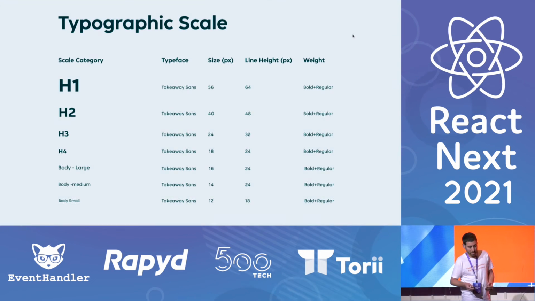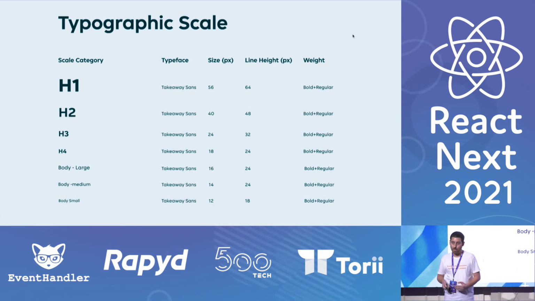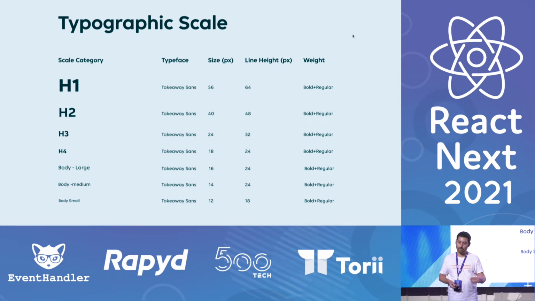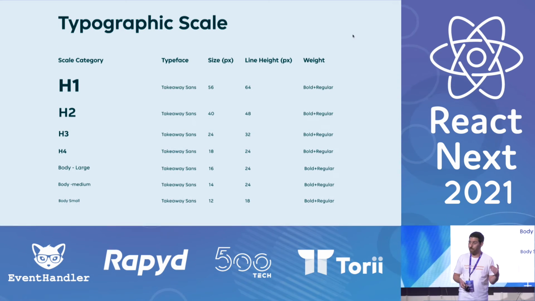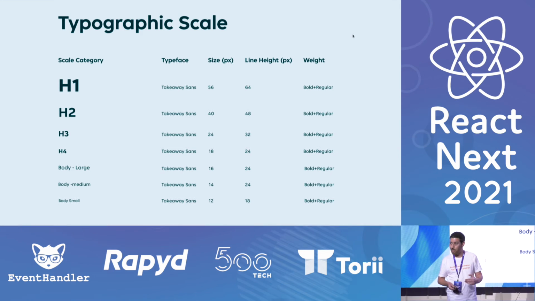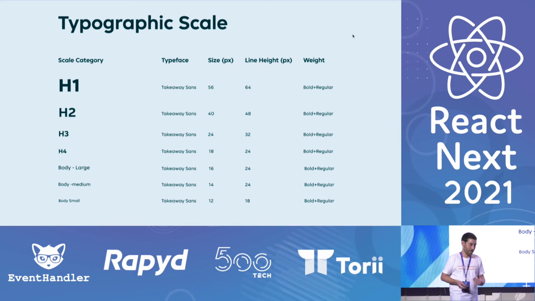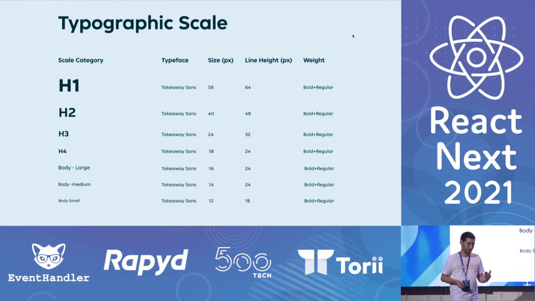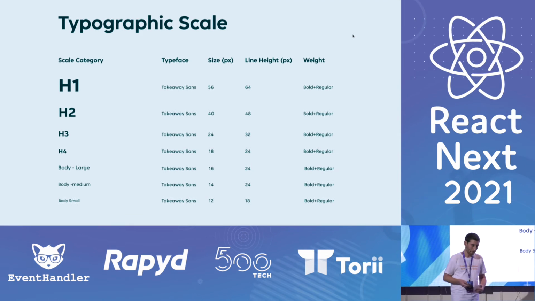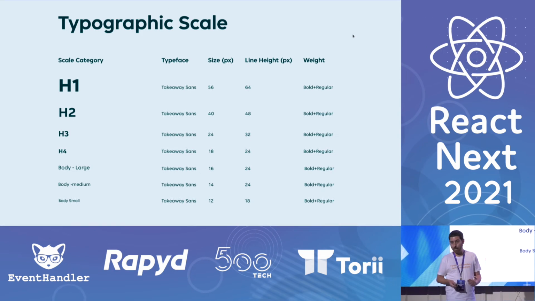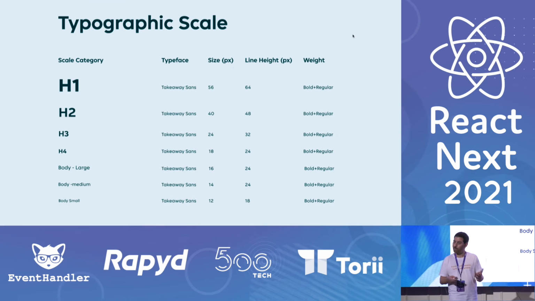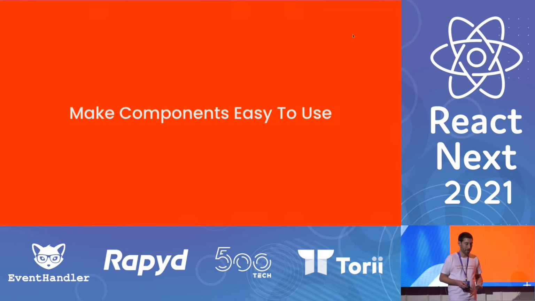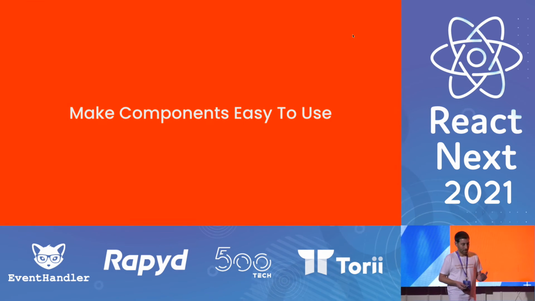Split components. So for example, what we did recently is that we mapped the different titles and different text variations that we have in the product. And as you can see, we have 3 sizes of body and 4 sizes of heading, of titles. But we ended up splitting it into 2 different components. One is title, one is text, making it very easy to use.